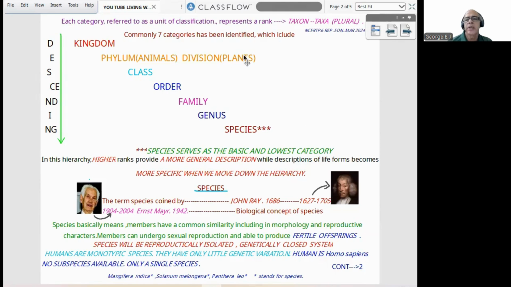In ascending order, we take species, genus, family, order, class, phylum or division, and kingdom. That is the hierarchy. Seven categories will be there, and species serves as the basic and lowest category.